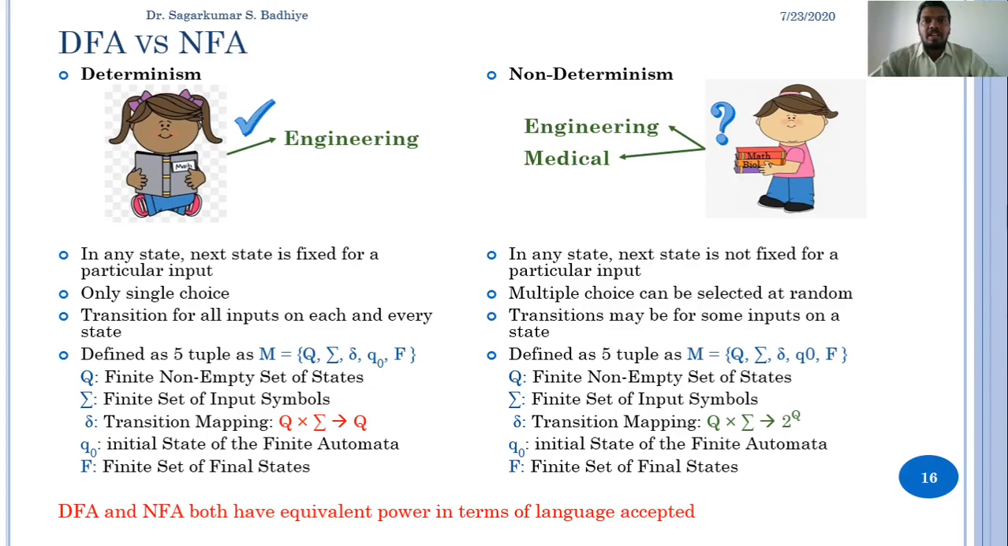But DFA can be considered to be more efficient than a non-deterministic finite automata in terms of its time efficiency in recognizing a string or generating a string.